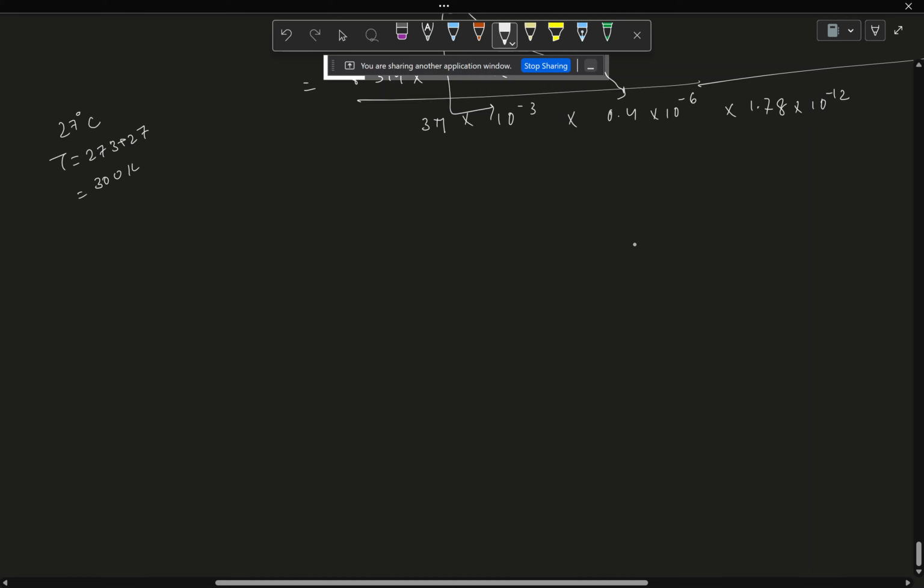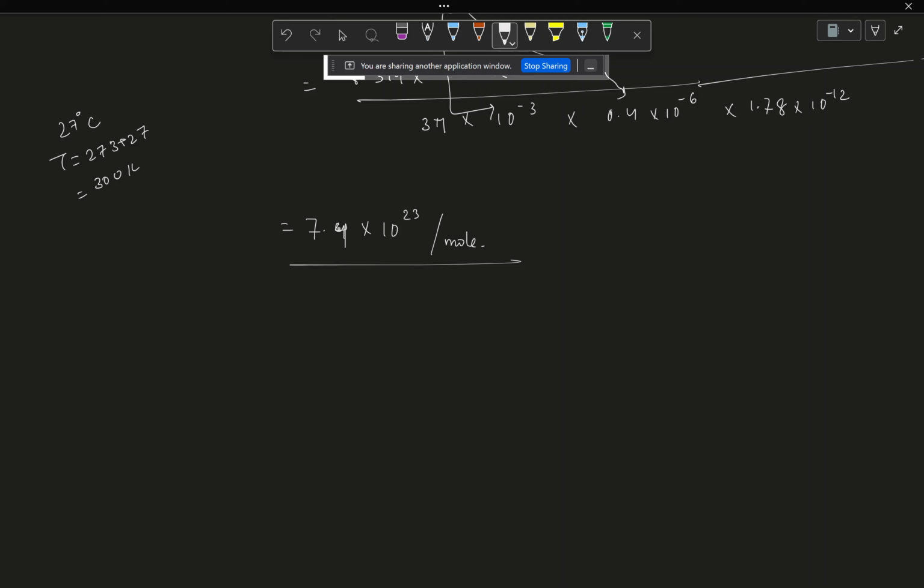So once you calculate it, you will get your answer as 7.4 into 10 to the power of 23 per mole. So you can see that this problem gives you Avogadro's number of 7.4 into 10 to the power 23 per mole, whereas the actual known accurate value of NA is of the same order, 10 to the power 23, but the leading value is 6.023.